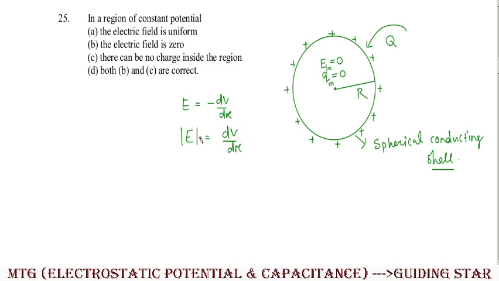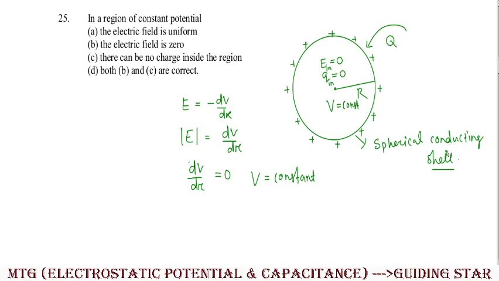Clear? But E inside if it is zero, that means dV by dr equal to zero. That means rate of change of which type of quantity will be zero. So rate of change of a constant quantity will be zero. That means potential must be constant over there. That means in that region V must be constant. ये आपको याद रखना है, ये तीनों terms.